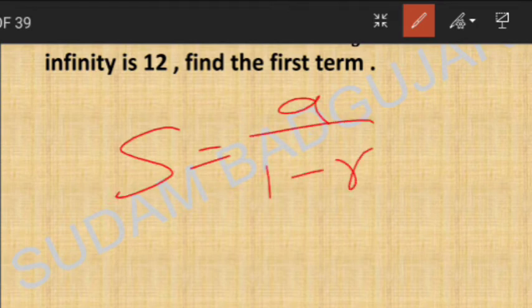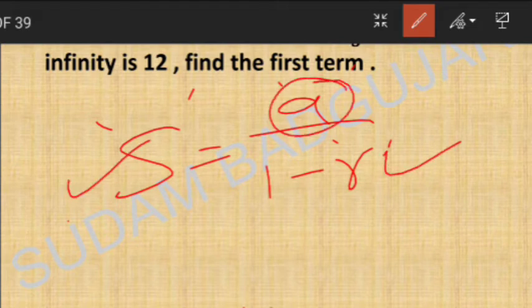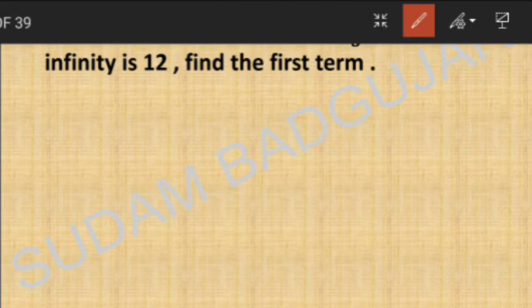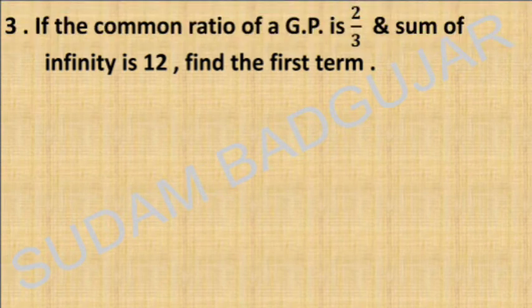Here there are three unknowns. S is unknown, A is unknown, R is unknown. Suppose any two values are given, then you can easily find out the third one. Suppose S is given and R is given, then you can easily find out A. Suppose S is given and A is given, then you can easily find out R. And if A and R are known, then we can find S. We were doing that in the previous sums, right? Now in this case, what is asked here? Find the first term. Okay, the first term is asked.